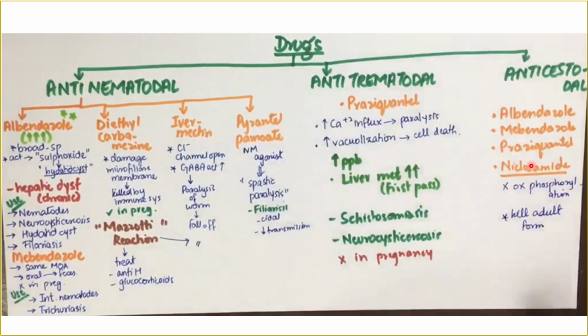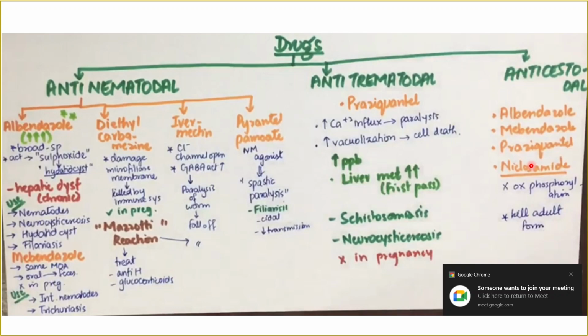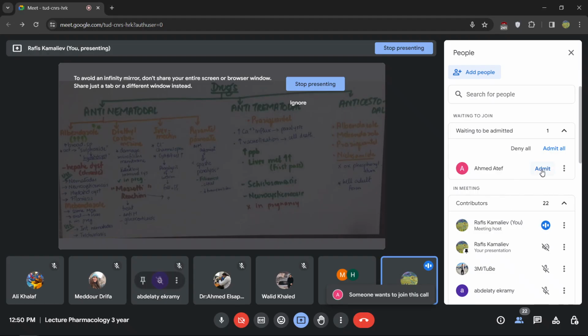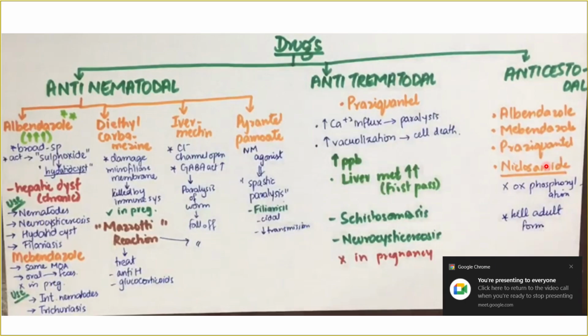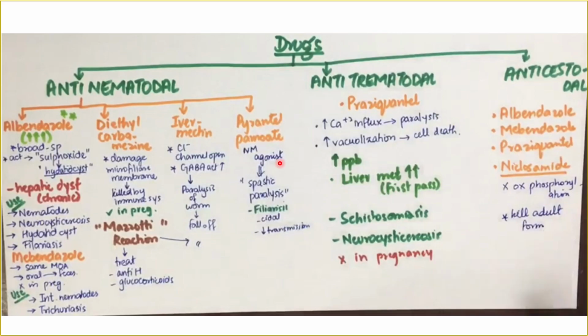For the anti-nematodal drugs we start with albendazole, because this is the primary drug for the treatment, and the second one is mebendazole. So if you want to remember the most important drug, this is albendazole, and secondary is mebendazole. We also have diethylcarbamazine, ivermectin, and pyrantel pamoate.